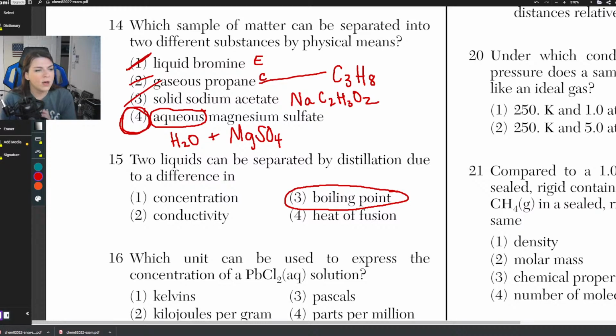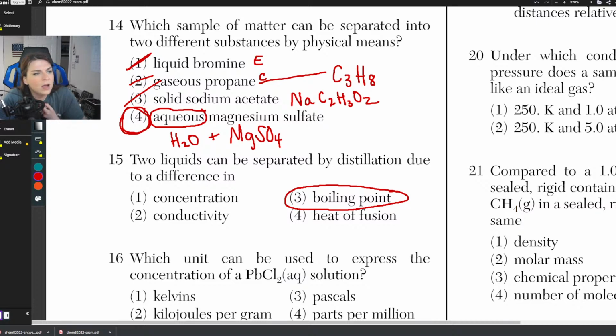Then we have concentration. You could maybe do that with a semi-permeable membrane. Possibly. You're not going to be able to do that easily. My guess would be you would have to do a chemical reaction and precipitate something out simply because you're not able to easily separate something by concentration.